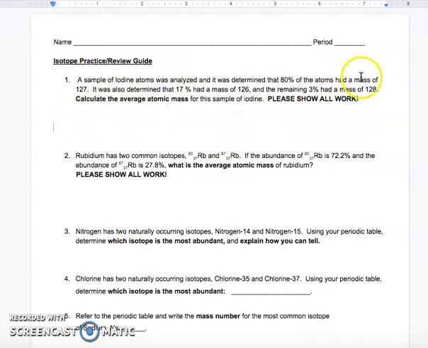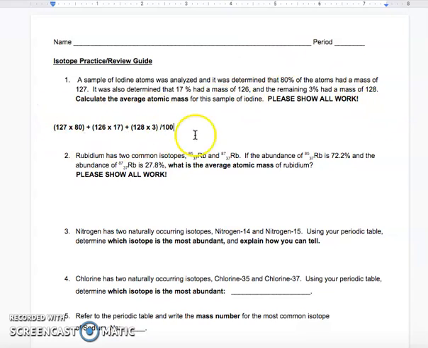The nice thing is I mentioned 3 isotopes: 127, 126, and 128. All I have to do is multiply those by their abundance. So the first one was 127 times 80. Now I'm going to add that to my second one, which was 126 times 17. I had one more, and that one was my 128 times 3. Then all of this gets divided by 100.